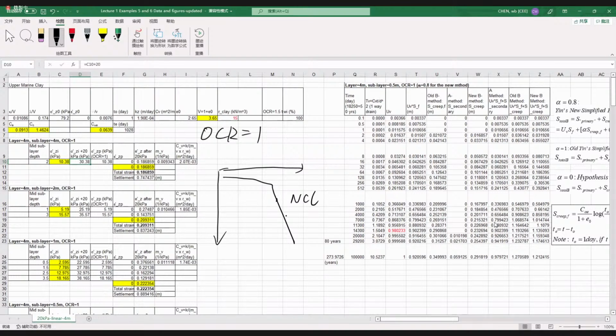For example, 10 is here, 30.38 is here. So all of them are located at the NCL line here. So the only slope we need is the CC value here, which has already been given. So you can see the strain, we directly calculate this e. Actually, it's optional.